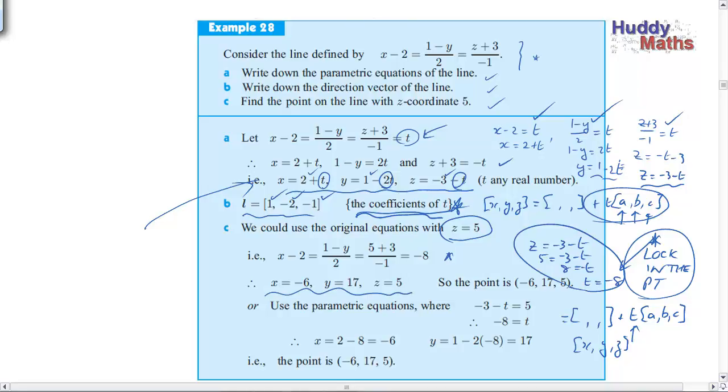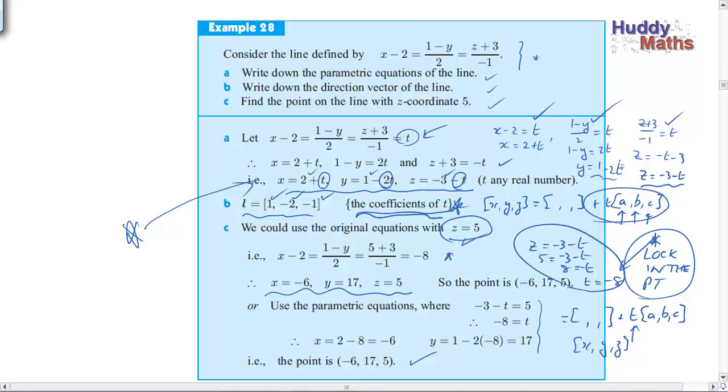So here we go. You will now sub t as neg 8 into each of them. Again, I prefer this line here. The parametric equation's easier for finding the coordinates. That's what they're doing down here, so the point is neg 6, 17, 5. We've travelled out to the fixed point and then travelled along the line, with t equals neg 8, to get to z equals 5.